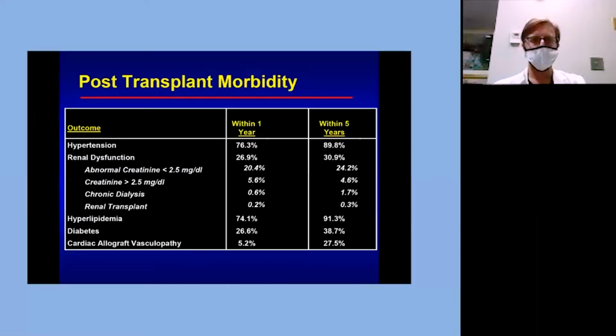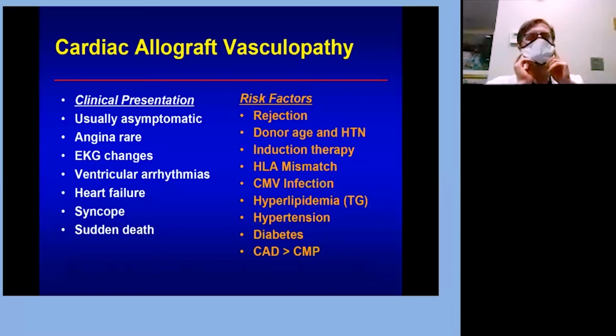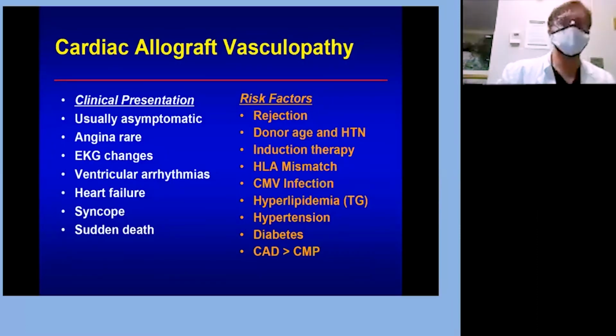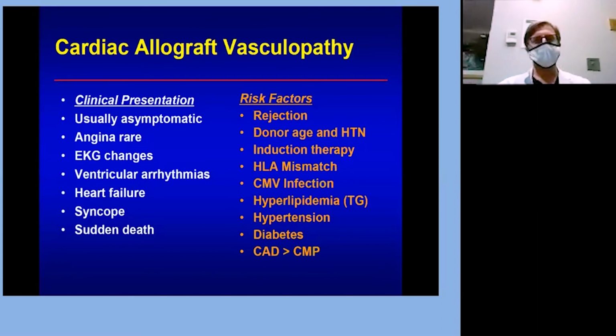And then looking at long-term morbidity, almost all these patients will ubiquitously have hypertension. Renal dysfunction is common in these patients due to Prograf and cardiorenal, et cetera. Hyperlipidemia and diabetes are common. And then the last thing to discuss is allograft vasculopathy. So this is new disease in the new heart. The clinical presentation is often asymptomatic. Classic angina is very rare due to denervation. You may see EKG changes or syncope or sudden death or heart failure.